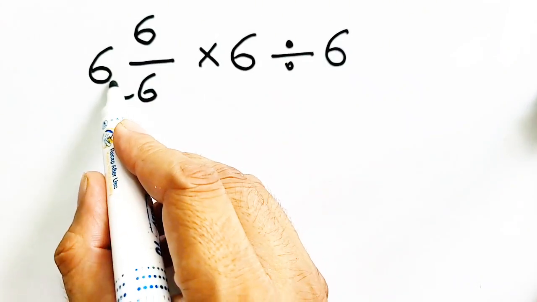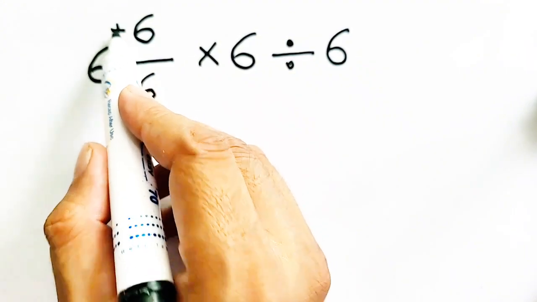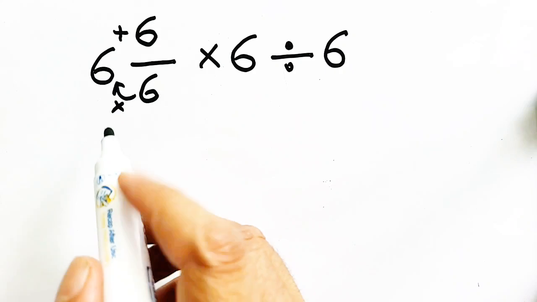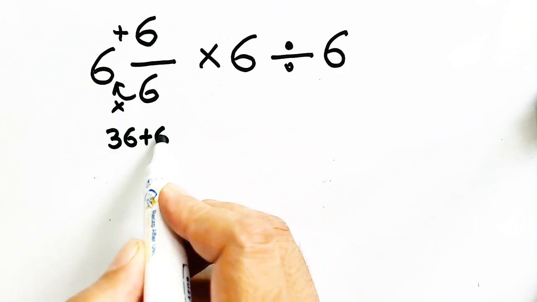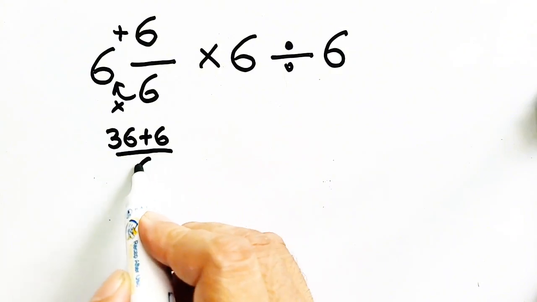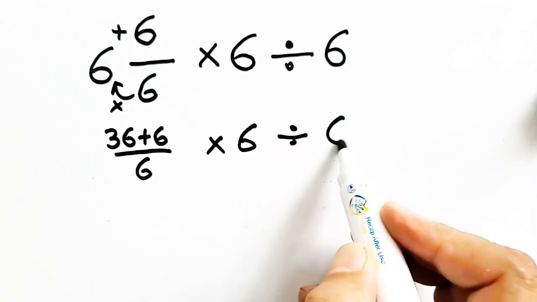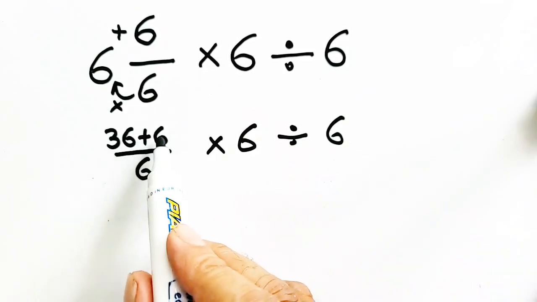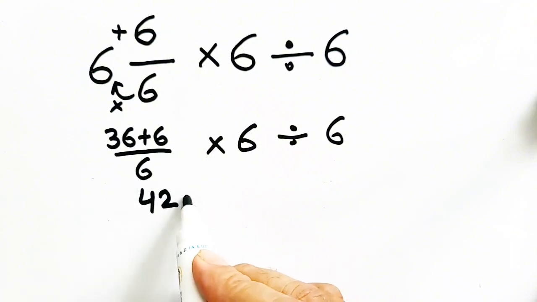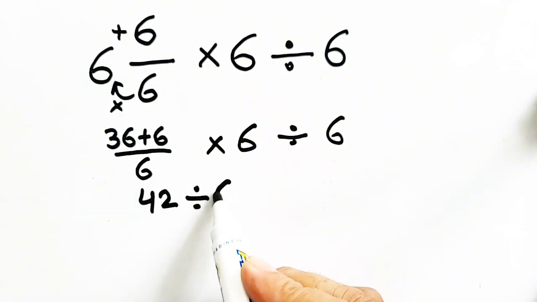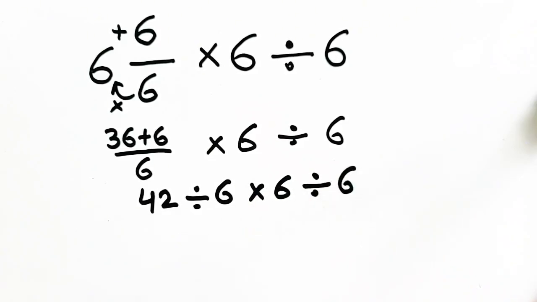So 6 is multiplied by 6, then this 6 is added. So 6 multiplied by 6 is 36, plus 6 divided by 6 multiplied by 6 divided by 6. Now, this is equal to 42 divided by 6 multiplied by 6 divided by 6.